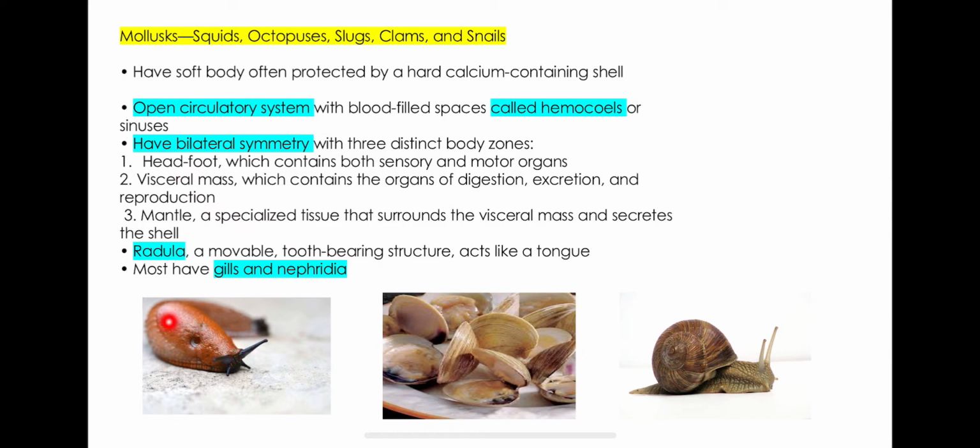The symmetry in the body is bilateral symmetry. Their body has a head and foot, which contain both sensory and motor organs. Also, they have visceral masses, internal masses for organs for digestion, excretion, and reproduction.